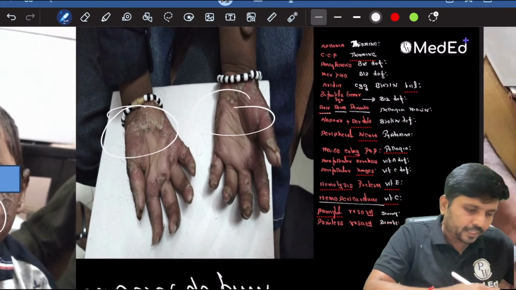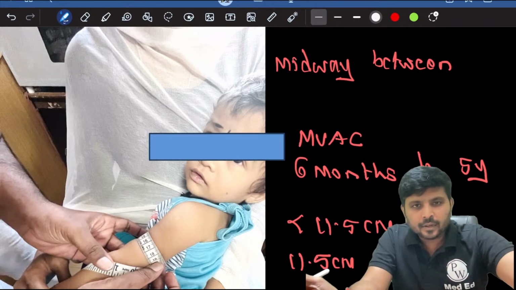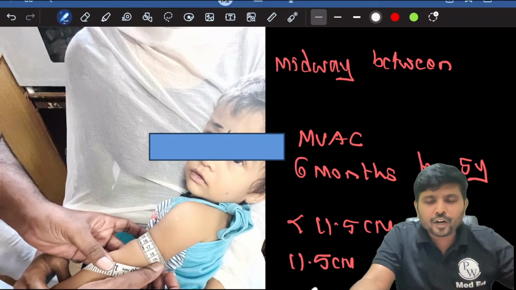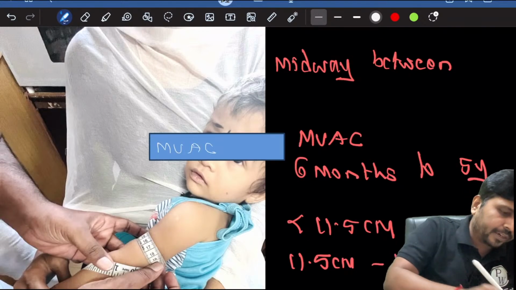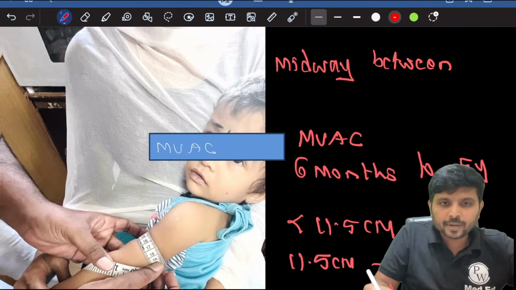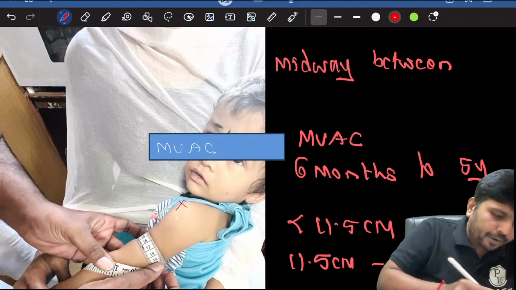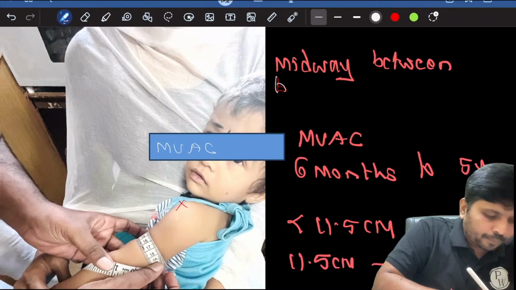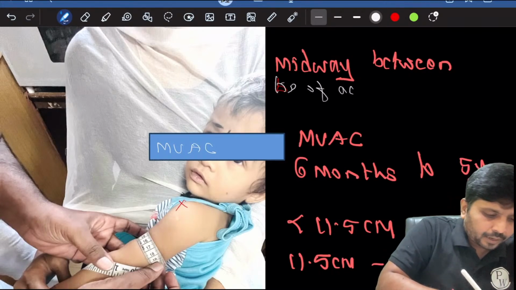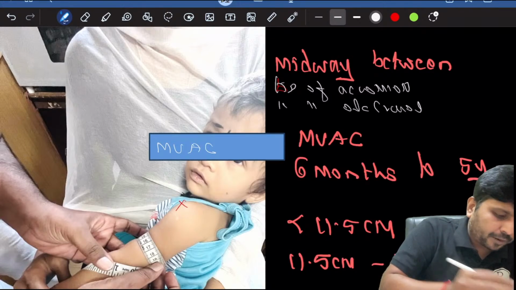Okay, right. What is this? What is this maneuver? What is he trying to measure? He is trying to measure mid upper arm circumference. So it is midway between the tip of acromion and the tip of olecranon.